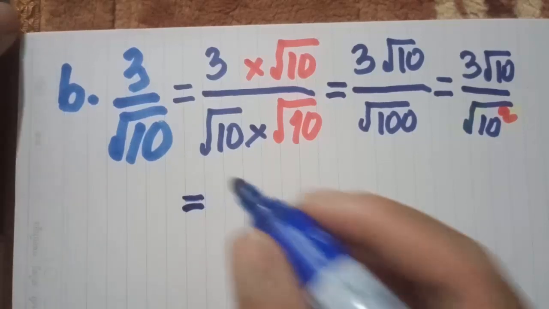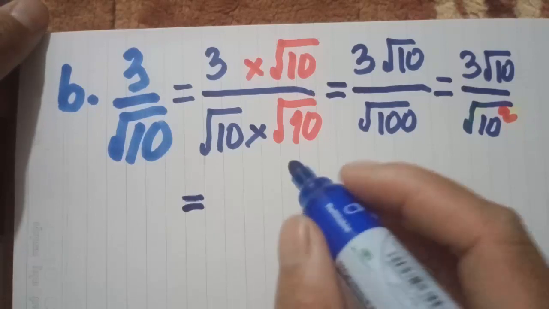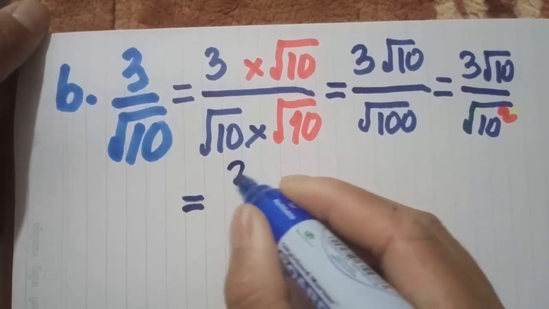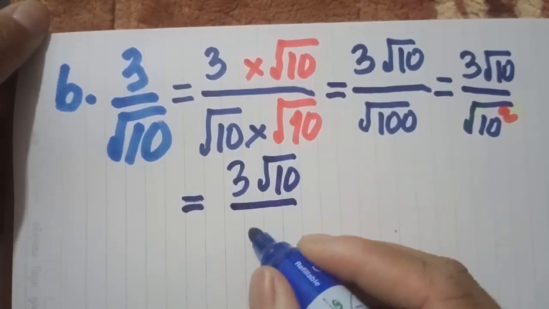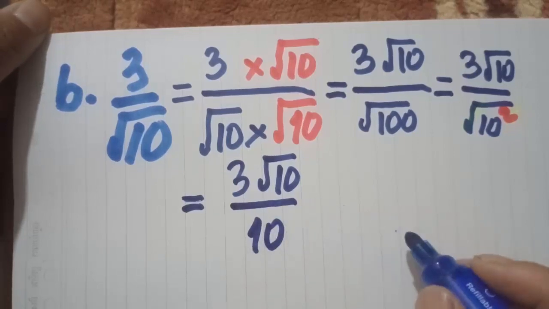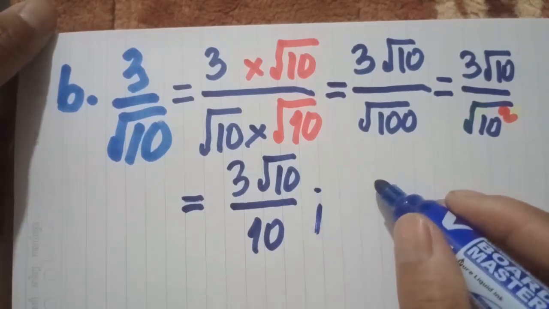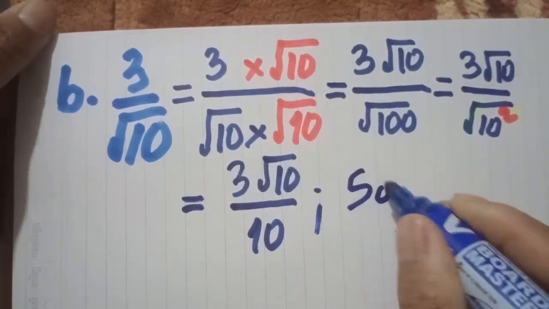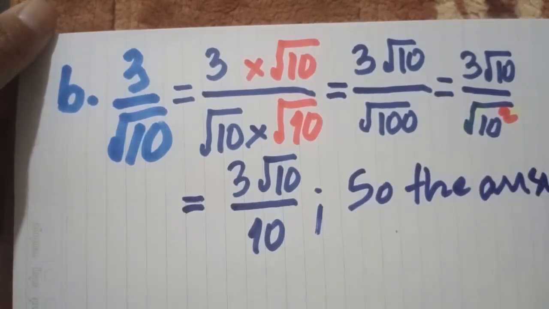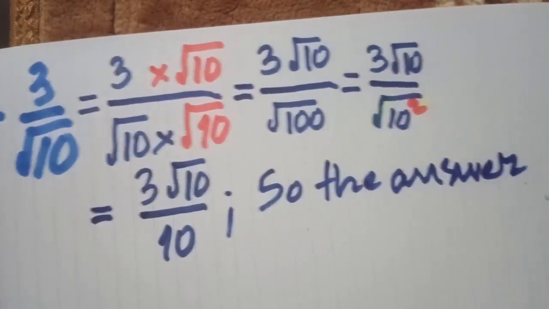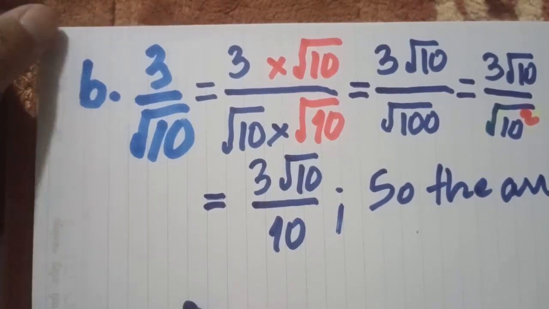Okay, we equal what? Okay, equal 3 radical 10 on 10. Okay, so the answer, the answer of the exercise is okay.